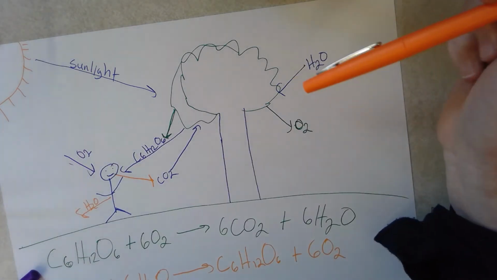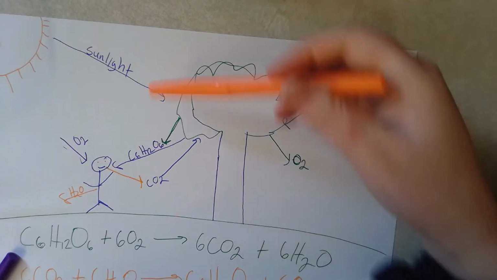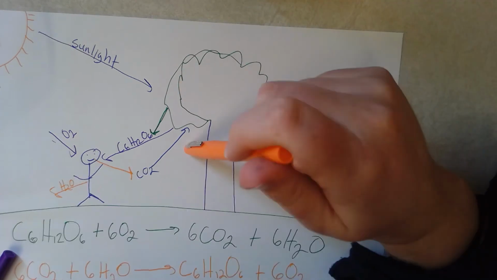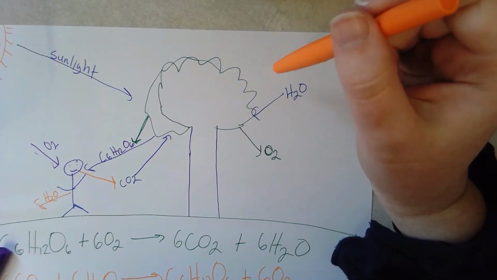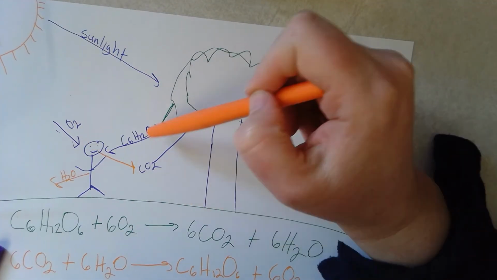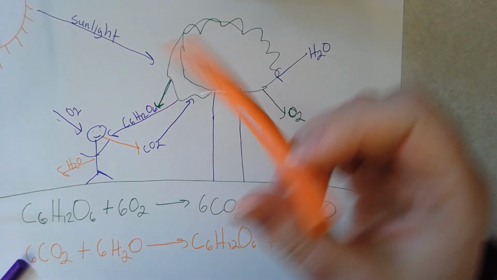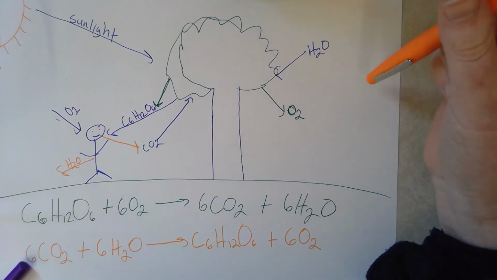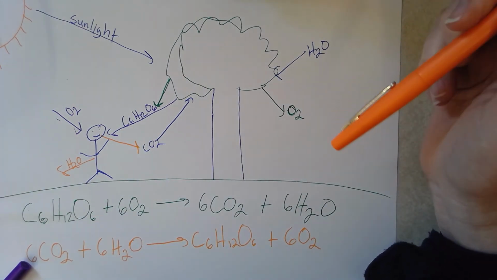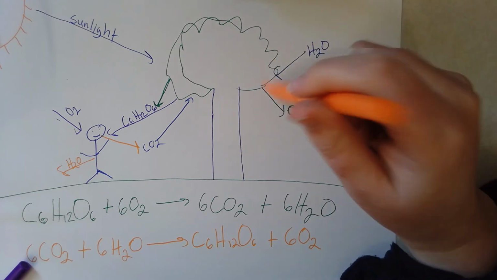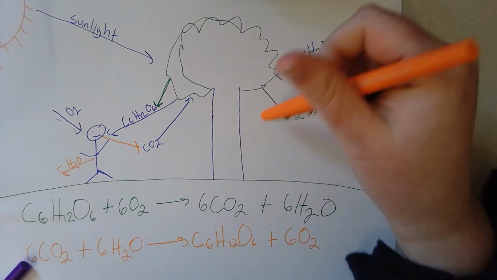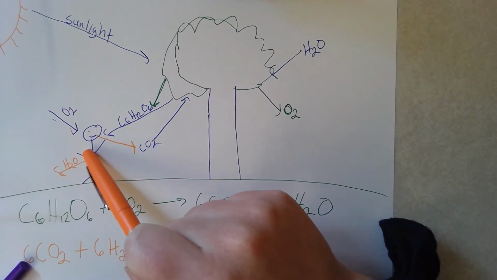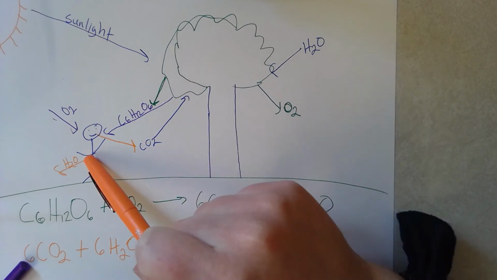So you have, for the tree, the arrows going in are sunlight, water, and carbon dioxide. For the human, the arrows going in are oxygen and sugar, glucose. Coming out of the human is CO2 and H2O. Coming out of the tree is oxygen and sugar. So you can see how these are all interrelated with each other and how one produces what is necessary for the other to happen.